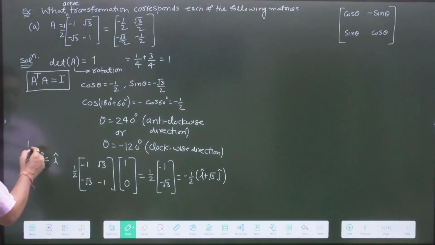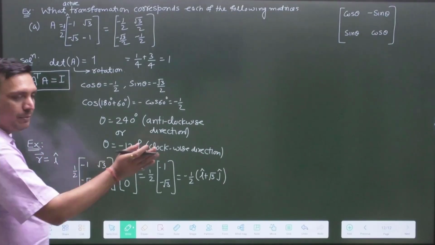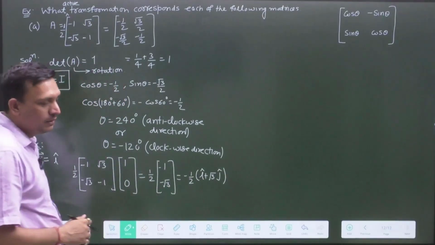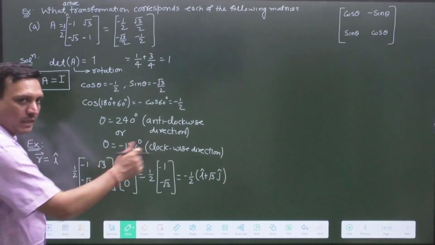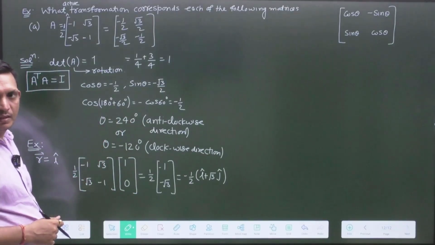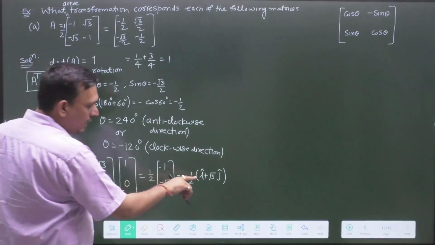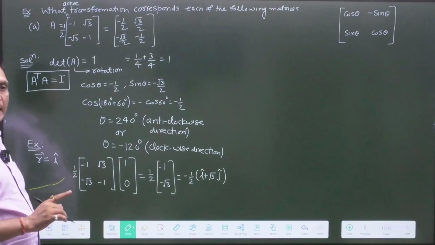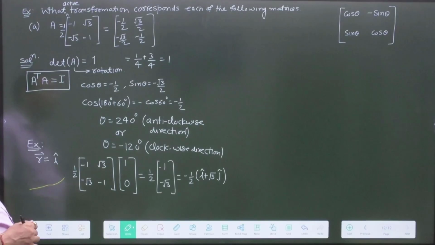I am taking one example to show you that it will rotate a vector by 240 degree. So you have operated this matrix in the I cap direction. The new vector you are getting is minus 1 by 2 I cap plus root 3 by 2 j cap. You can easily find the angle between the two vectors. Check that angle, that will be 240 degree. So that you can verify here also. Is it clear?